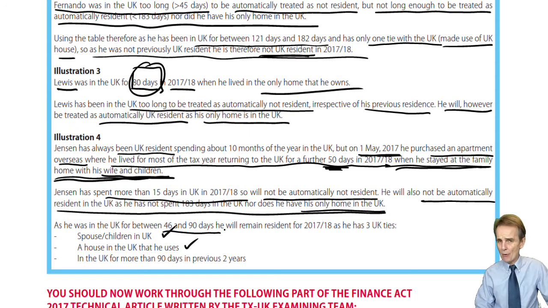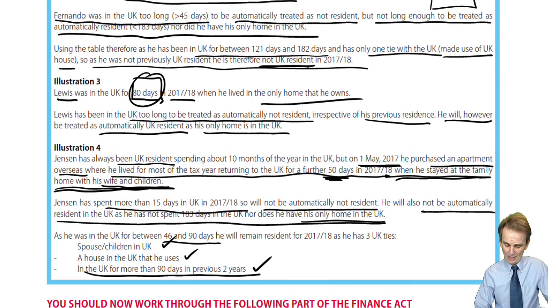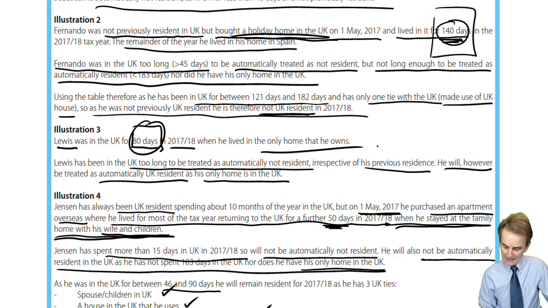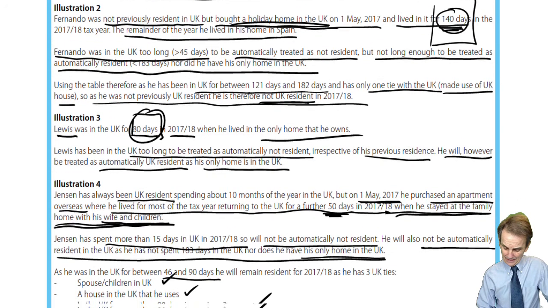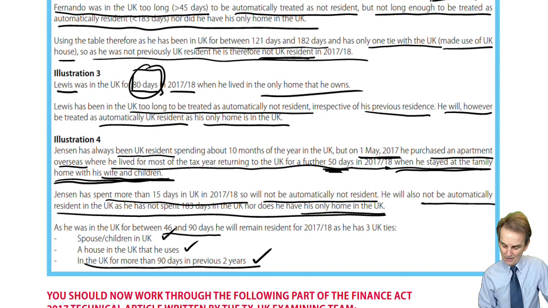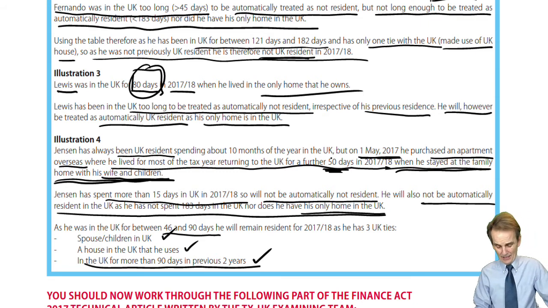Again, you're going to have to memorise these ties tests before you walk into that examination room, because that one then was the critical third one, which means that Jensen is indeed classified as UK resident. He's in the UK for more than 90 days in the previous 2 years. Again, looking to the information provided here. Where are we? Spending about 10 months of the year in the UK. So that again would mean, yes, more than 90 days quite clearly within the UK in the previous 2 years.